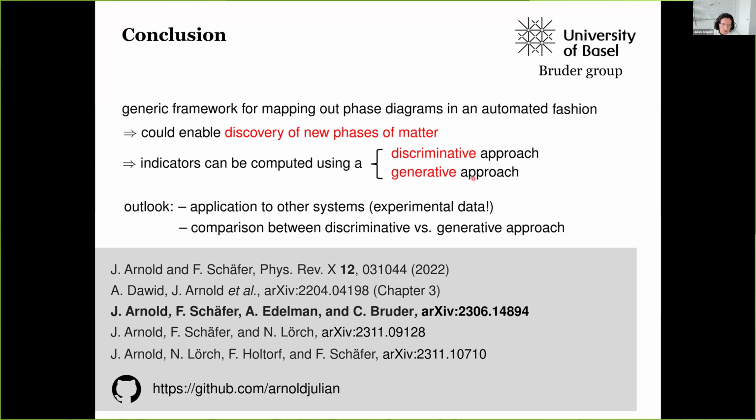And as an outlook, we are always looking to apply our methods to other systems, in particular experimental data. We are currently working on fleshing out this comparison in terms of resources between the discriminative approach and generative approach in a more general setting.